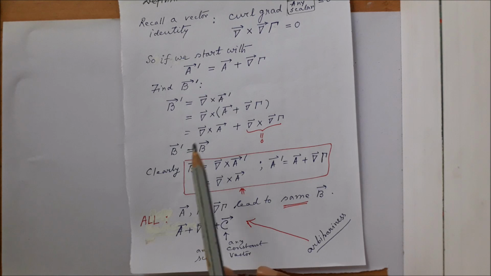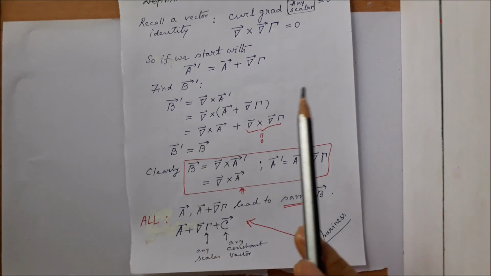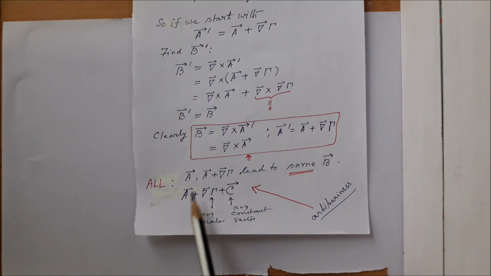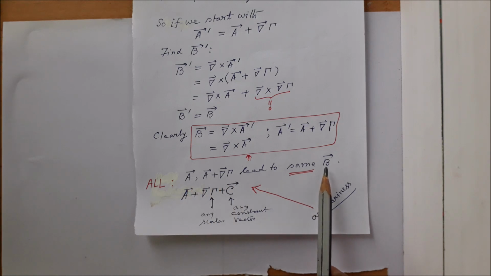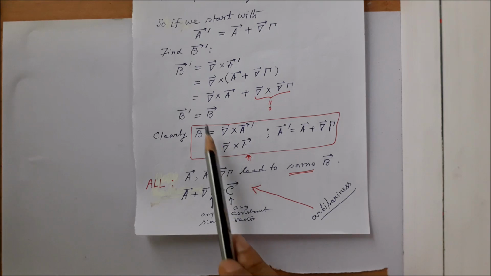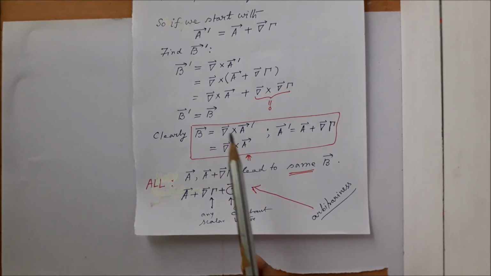Actually, it doesn't matter which one you start with. We can start either with A or with A plus grad gamma or with A plus vector C, where C is a constant vector, any constant vector, or with A plus grad of gamma plus vector C. So this is the arbitrariness in the definition of vector A. Taking curl of any one will give us vector B. So this is the arbitrariness or lack of a unique choice or unique value of vector A in finding magnetic induction vector B.